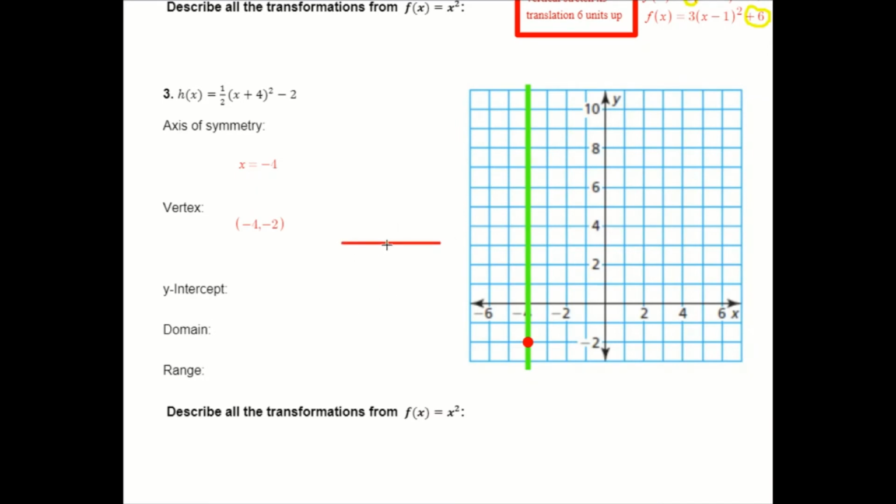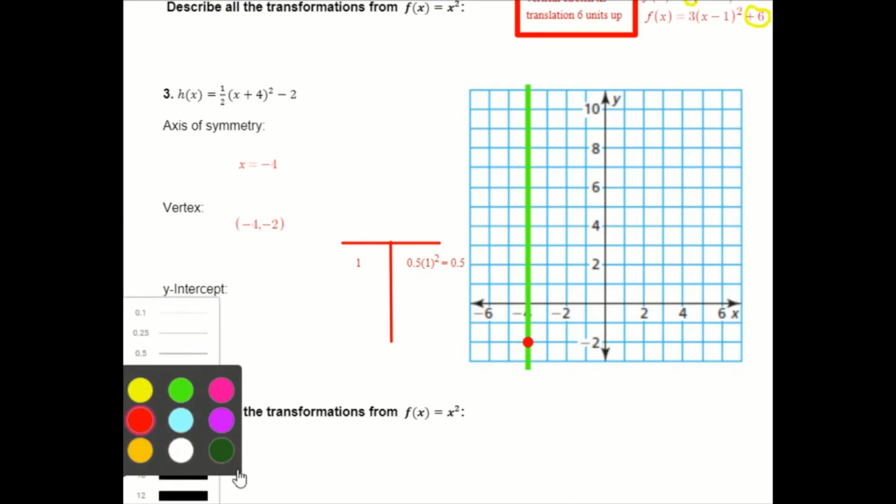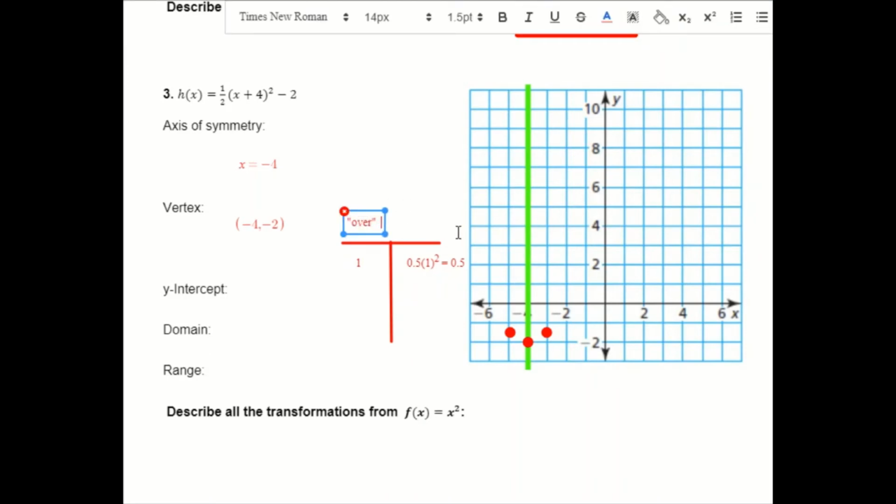If I go over 1, then my up is going to be 1/2. So I'll just write it as 0.5 times 1 squared. So 1 squared is 1, times 0.5 is 0.5. It's 1/2. So if I go over 1, I'm going to go up 0.5 or 1/2. So let's go ahead and plot that first point on there, right in between here and here. So I go over 1, up 1/2. I just realized I didn't actually write the over and up here. Okay, so this is my over, this is my up.